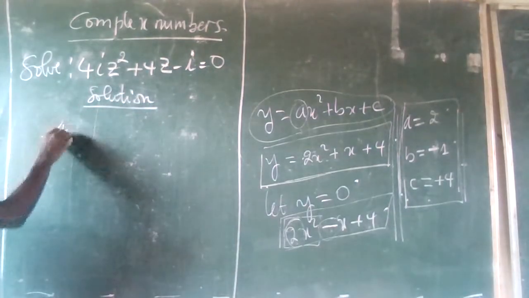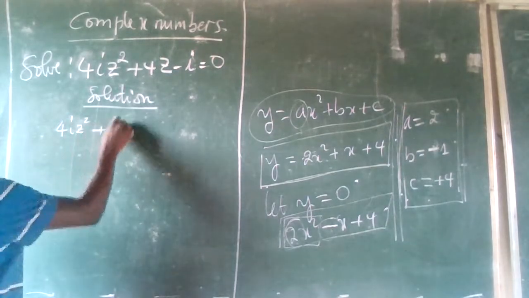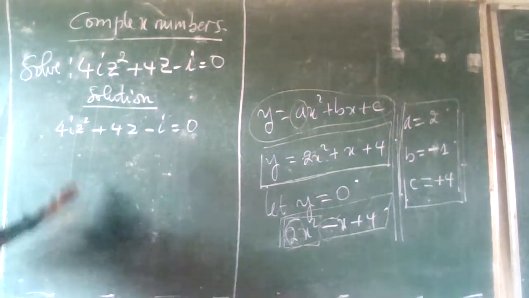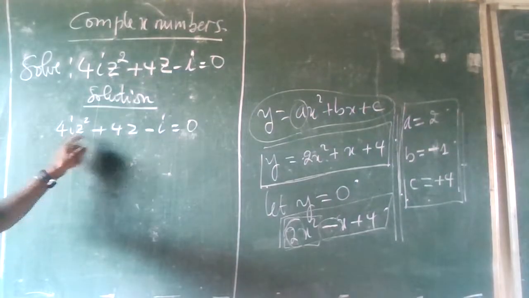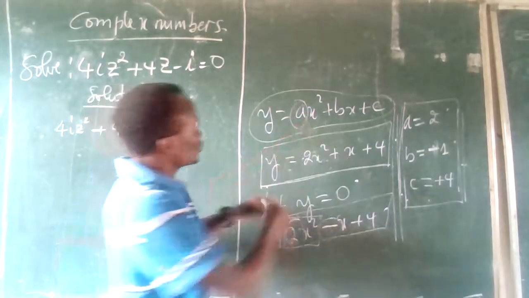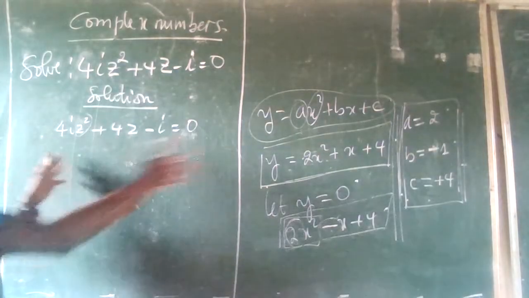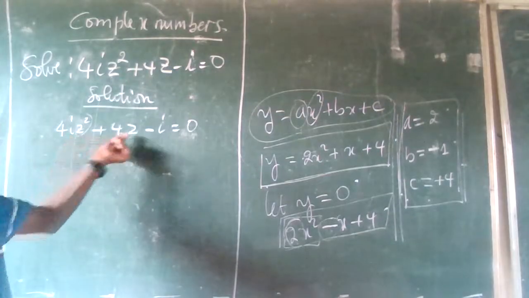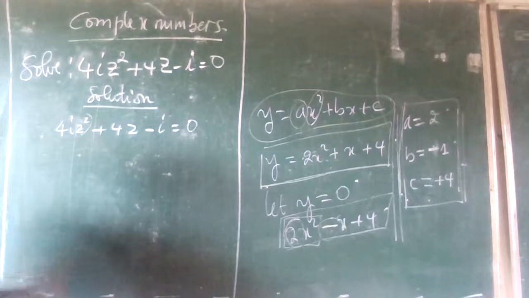Where we have 4i times z squared plus z minus i is equal to 0. Now here, you see this z is similar to x squared. Instead of writing this, you should write this one. They are both the same, but we use z because in complex numbers we always use this z. It's a symbol symbolizing complex equations.